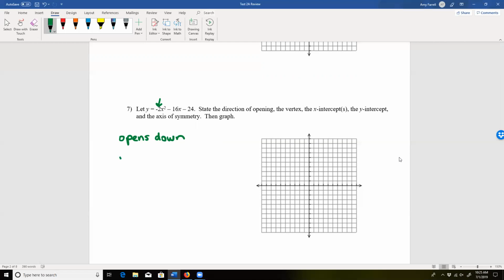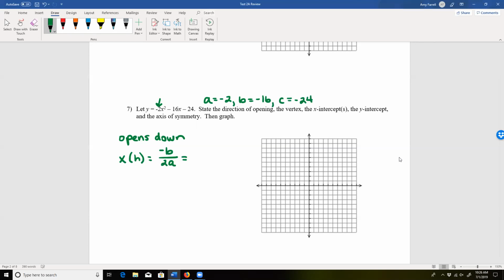To find the x-coordinate of the vertex, which is also known as h, so maybe you learned it as h, we can use the formula negative b over 2a. Our a is negative 2, our b is negative 16, and our c is negative 24. I'm just taking those numbers from the equation.